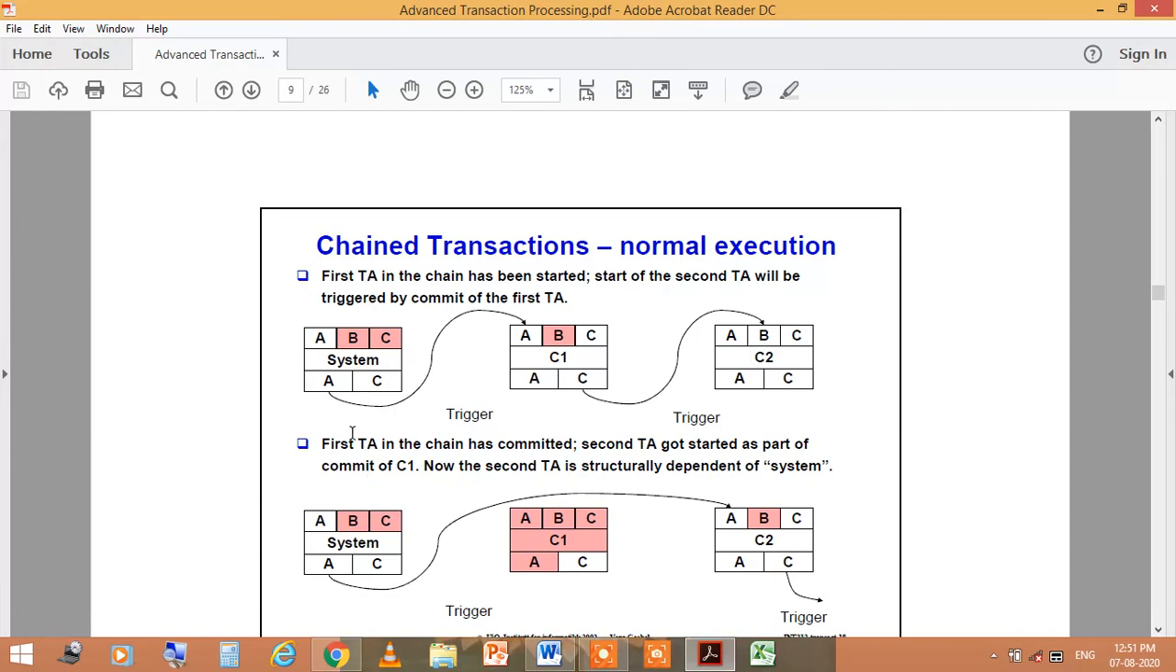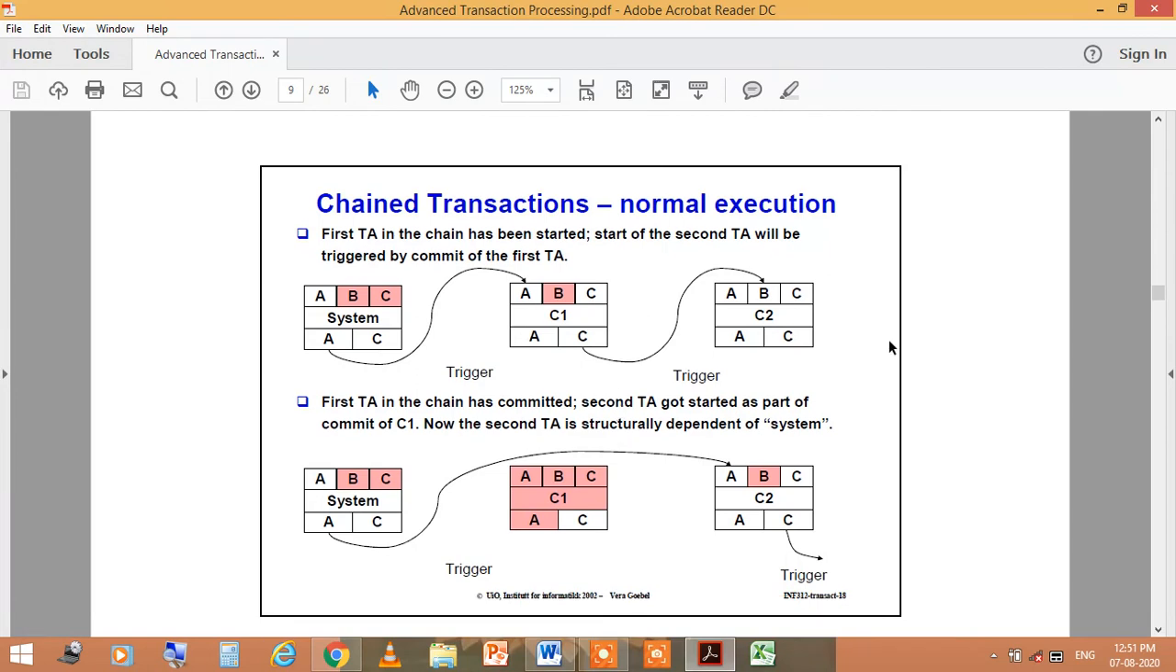Okay, so the first TA in this chain has committed, and the second TA got started as part of the commit of C1. You see here, this A is triggered to this A, and these are all neighbors, so this means this C is committed, and here also this C is committed. So the second TA is structurally dependent on the system.